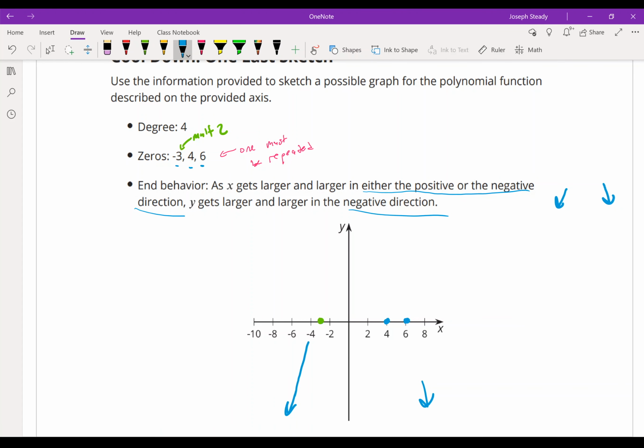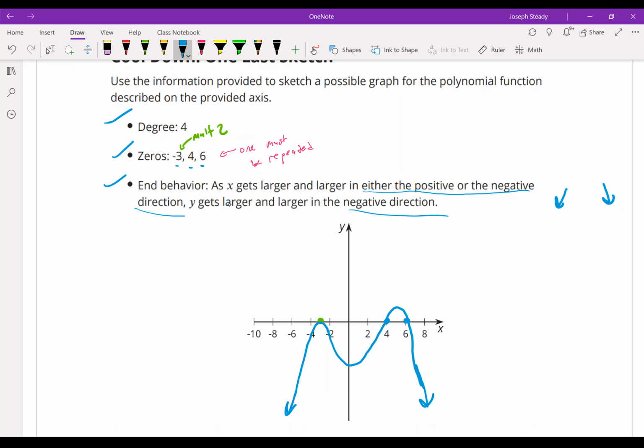I'm going to go up, bounce off of here, and then eventually I'm going to come back around, go through this x-intercept, go through this x-intercept, and then connect to my other end behavior. So it seems like our graph works. We have checked off all of the boxes. We have the x-intercepts, we have the end behavior, we have the degree, so our graph should be correct.